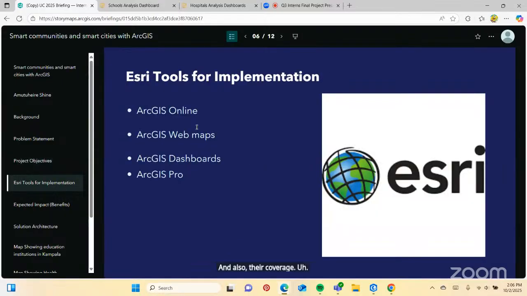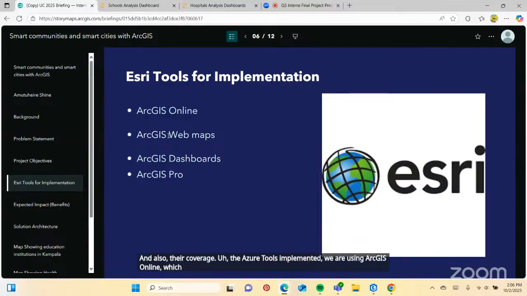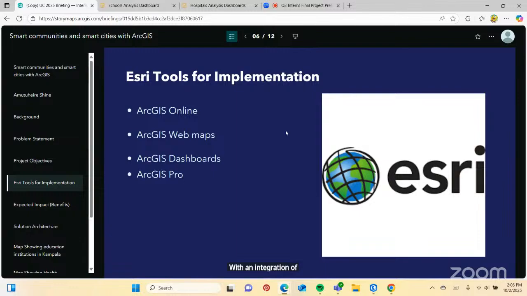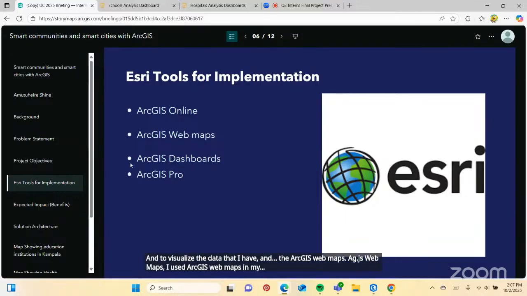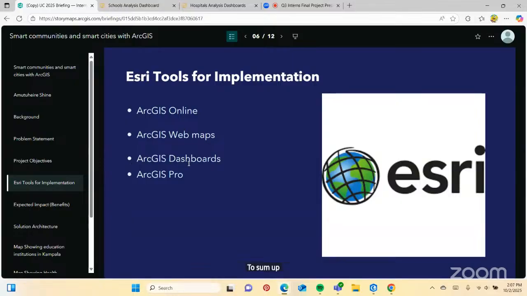For the Esri tools implemented, we are using ArcGIS Online, which is really evident, and it being the basic, with an integration of ArcGIS Pro that has been used to generate maps and to visualize the data that I have. And the ArcGIS web maps, I used ArcGIS web maps to sum up and generate ArcGIS dashboards, which are the final product of this project.